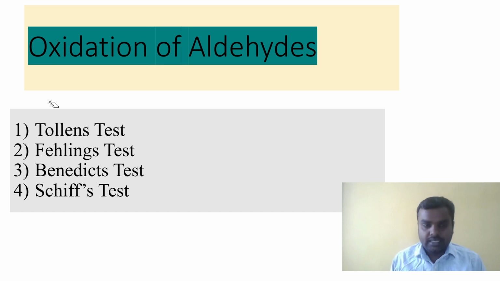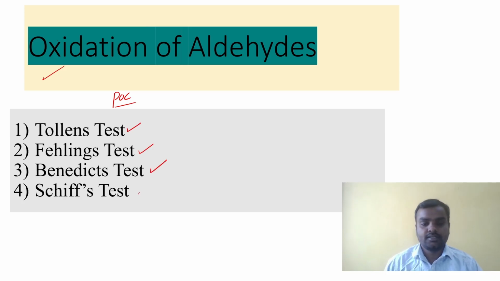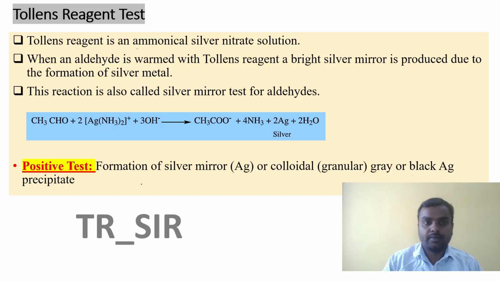Hello students, now we'll discuss oxidation of aldehydes. That will be, you can say here, practical organic chemistry. There are four types of tests to do the oxidation of aldehyde: Tollens, Fehling's test, Benedict's test, and Schiff's test. Now we'll see one by one.